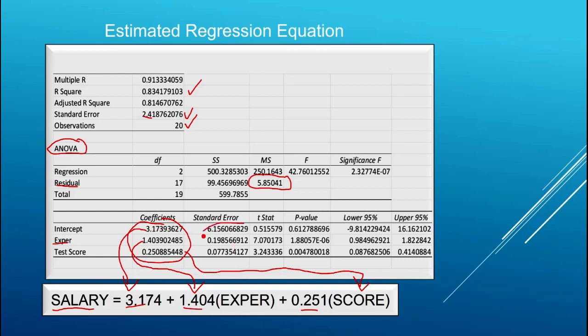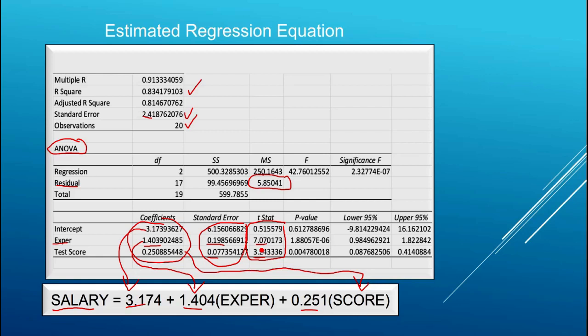You should also be familiar with the standard error. The standard error is the standard error of the sampling distribution of the associated coefficient. So the t-statistic is the ratio of the coefficient to the standard error. We learned about that in the last video. So for example, if I take 1.403 and divide it by 0.198, I get a really big t-statistic of 7.07. If I take the 0.25 coefficient and divide it by its standard error of 0.07, I'm going to get another good-sized t-statistic of 3.24.